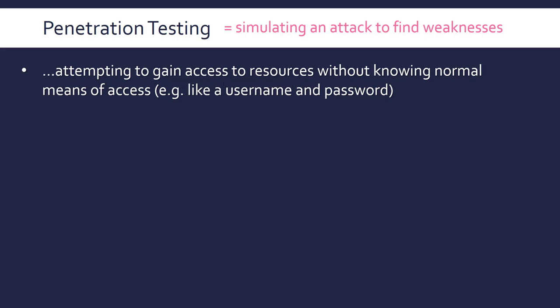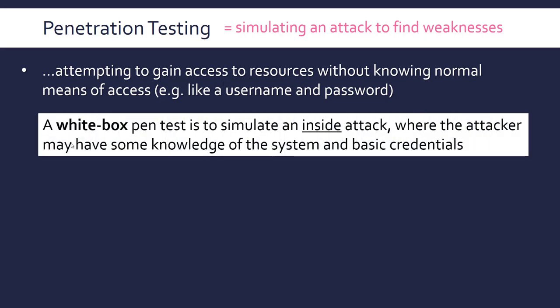And there are two types of pen tests. A white box pen test is to simulate an inside attack, where the attacker may have some knowledge of the system and may have basic credentials. So you might have a basic username and password, and then there's an administrator one, or some database which normal employees won't be able to access, but you have some knowledge of how it works, and so you're pretending you are an employee of the company. Although penetration testing is usually done by an external company that does it for you.